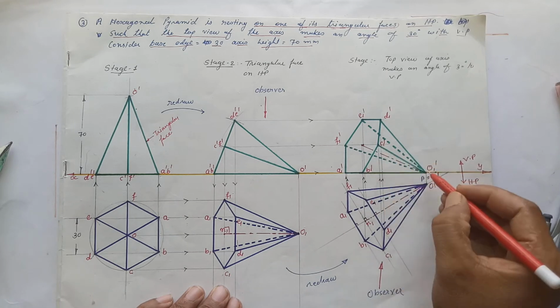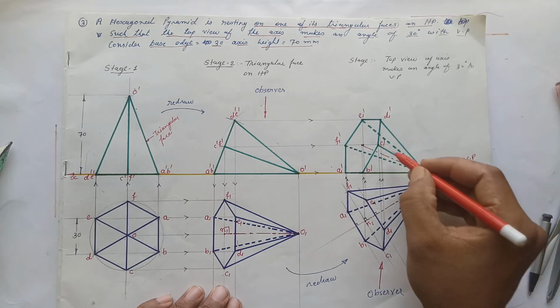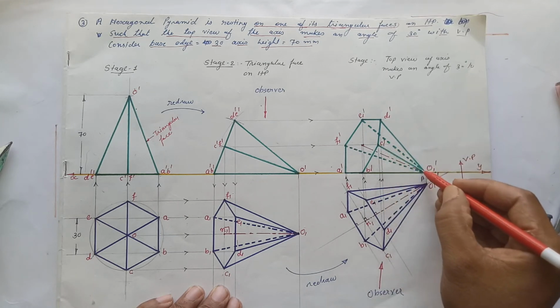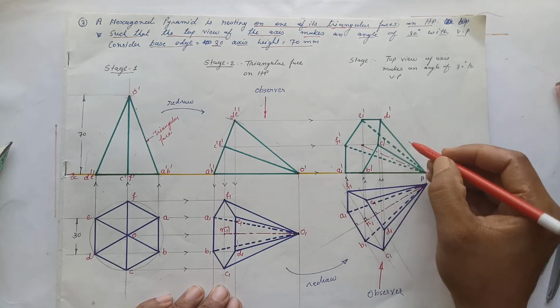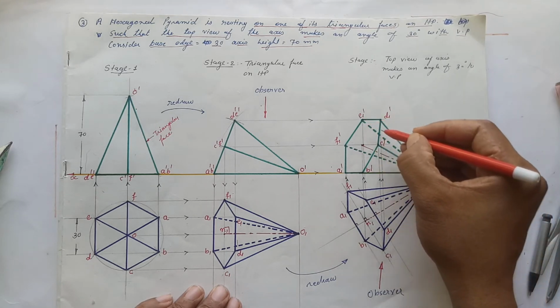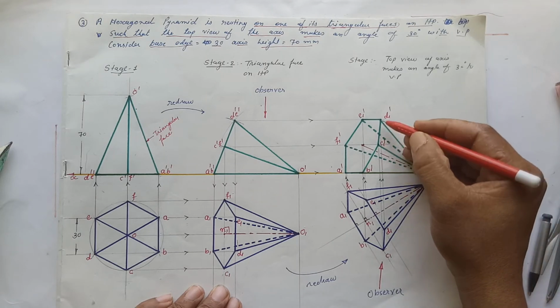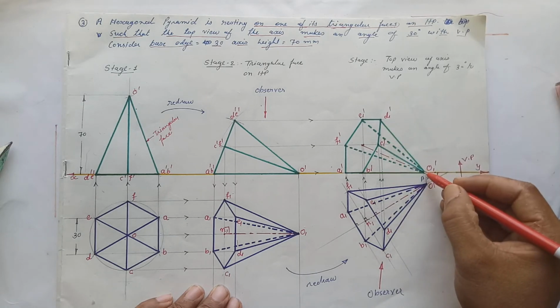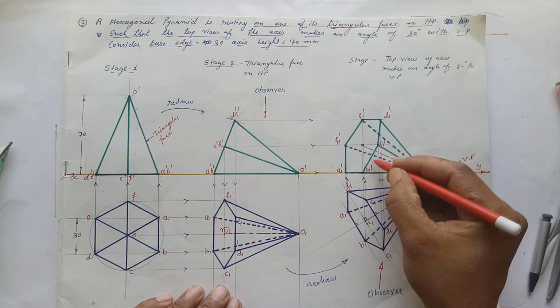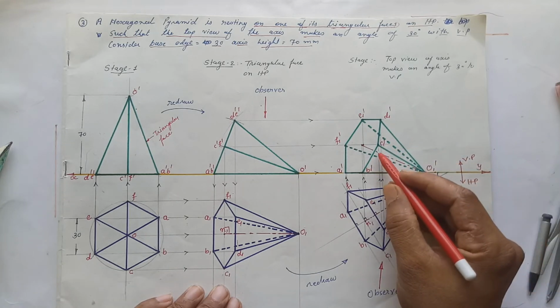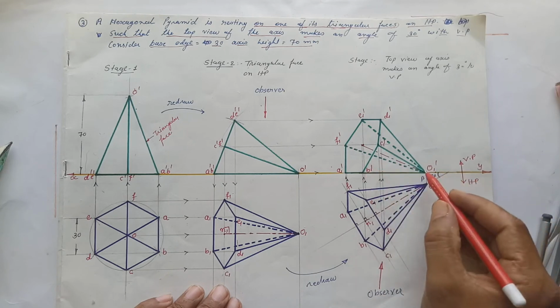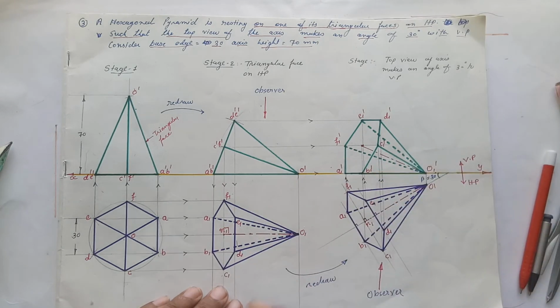Now O1C1, it is going to be visible, no intersection. O1D1, it is going to be visible, no intersection. O1E1 hidden because it intersects the visible line over here. And O1F1, it is going to be hidden because it will intersect the C1B1 base edge. So as per the rule of intersection, this is the elevation in the third stage.